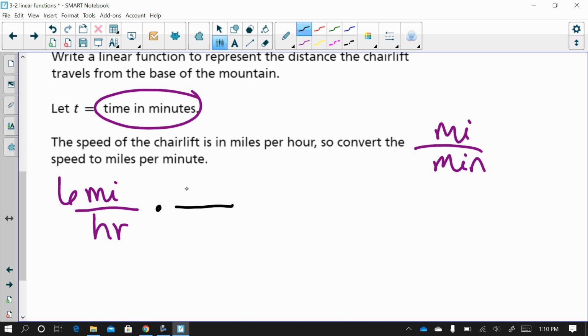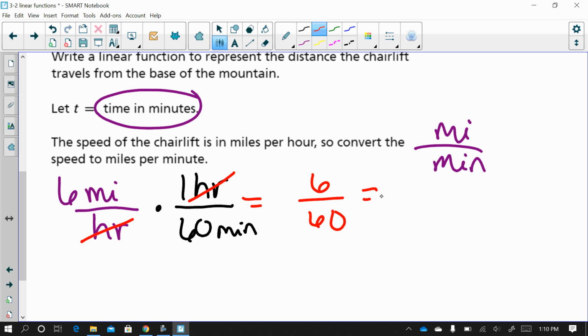So I need to figure out, do I put the minutes on top or the hours on top? Well, when I multiply, remember you can cross cancel. If I have hours on the bottom, I want to cancel the hours out, so I need to put the 1 hour up top. Now 1 hour is the same thing as 60 minutes, so 60 minutes goes on the bottom. Notice the units cancel. So this is really just 6 over 60, which reduces to 1/10. This means it moves 1 mile every 10 minutes. So this is my slope.